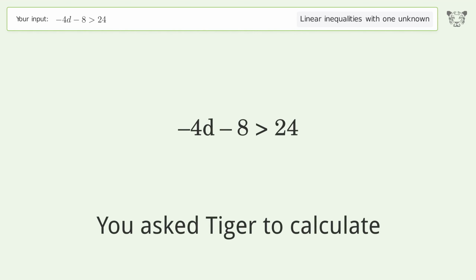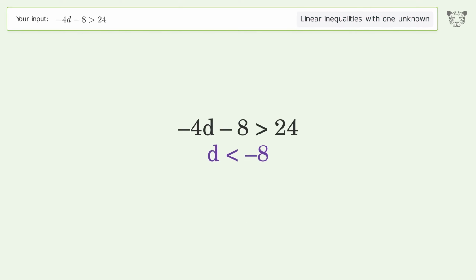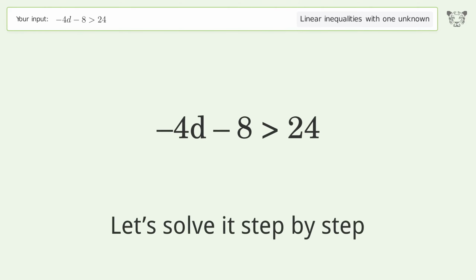You ask Tiger to calculate. This deals with linear inequalities with one unknown. The final result is d smaller than -8. Let's solve it step by step.